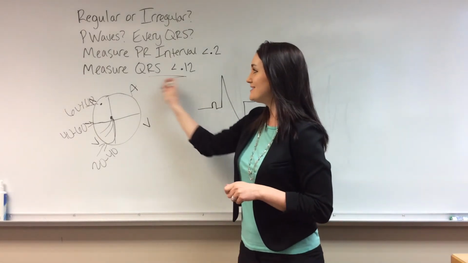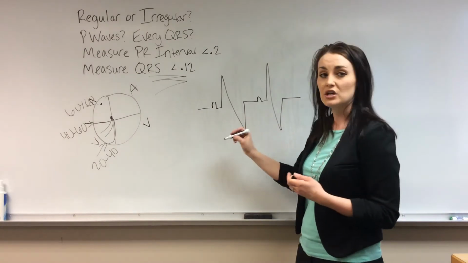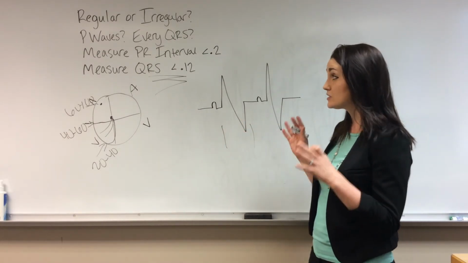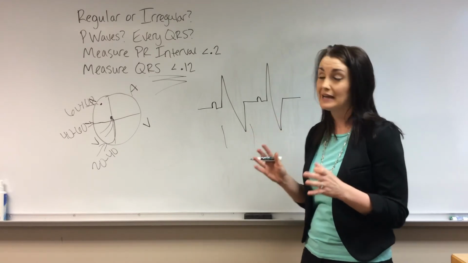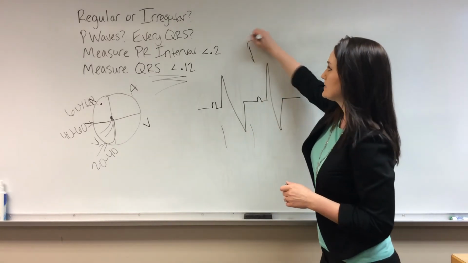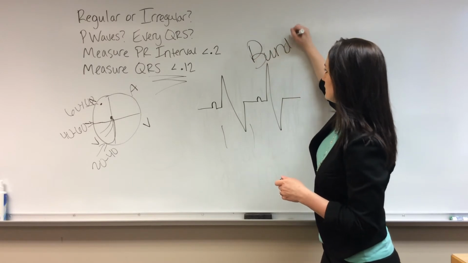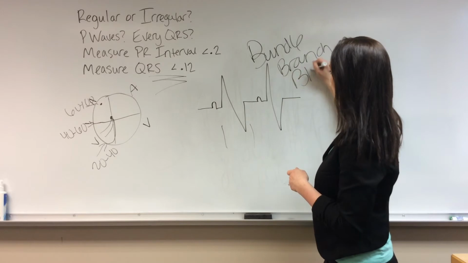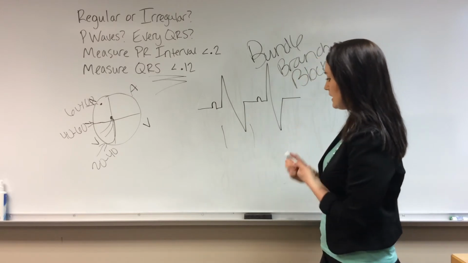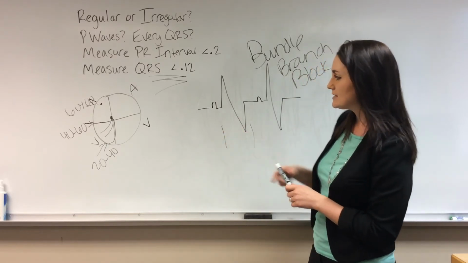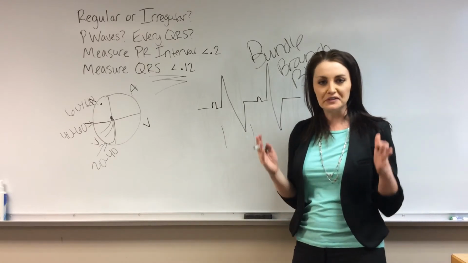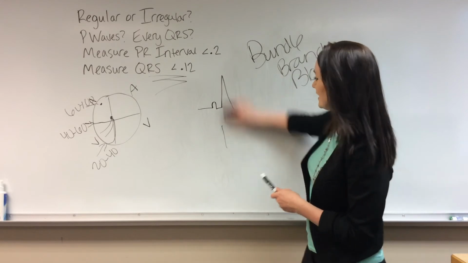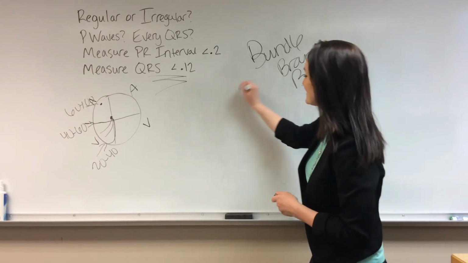You get down to this step, and you go to measure your QRS, and you see that it's wide. Okay, it's longer, it's greater than 0.12 seconds. That indicates a bundle branch block. This wide QRS indicates that there's a block in the bundle of His. So I'll draw another little picture, which hopefully makes sense.